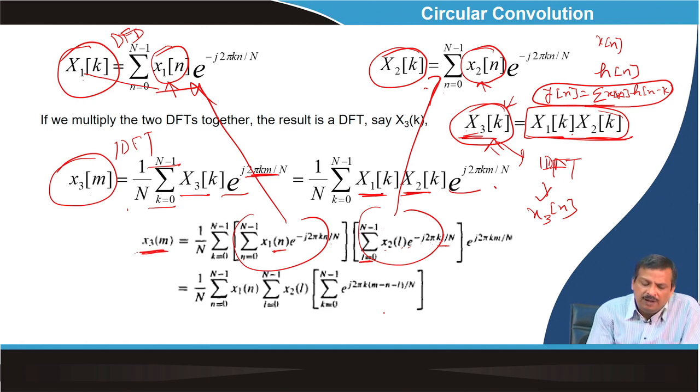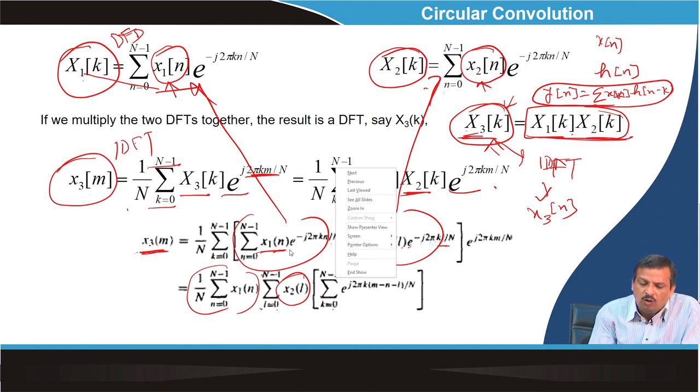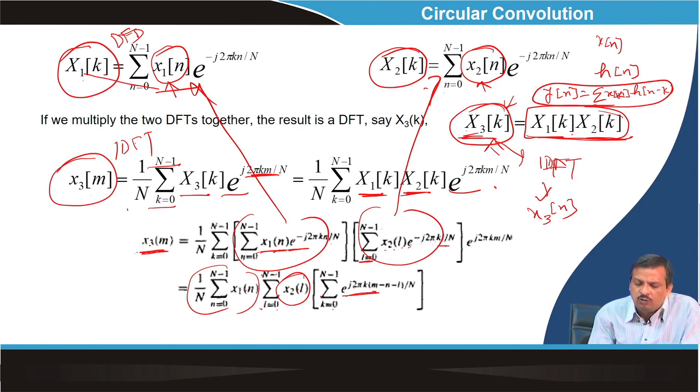Now, if I do the product, I take the summations together: n equal to 0 to N minus 1 of x1[n], l equal to 0 to N minus 1 of x2[l], and k equal to 0 to N minus 1, with all the exponentials put together, because only the exponential has a k. So, the k sum is only over e to the power of j 2 pi k times m positive, l negative, n negative, so m minus n minus l divided by N.